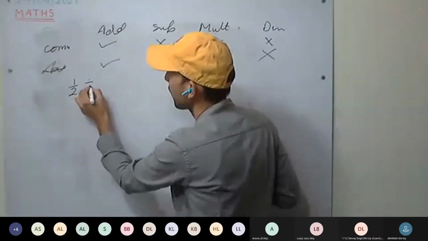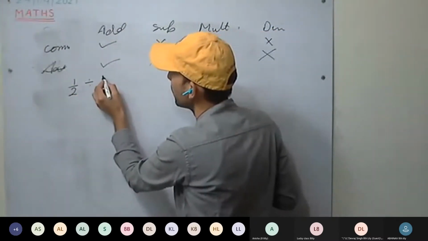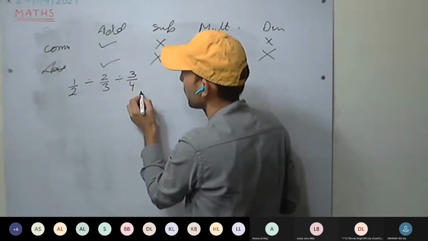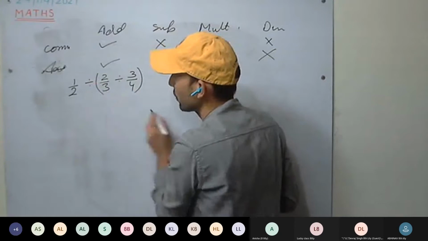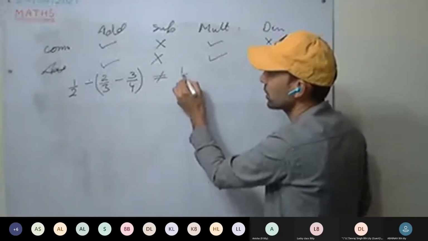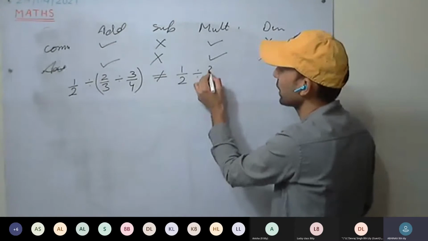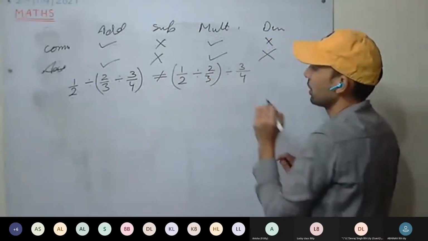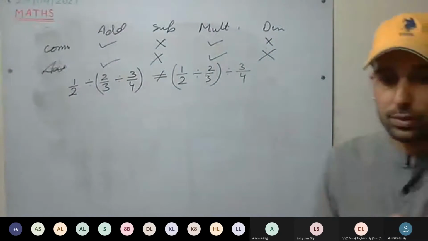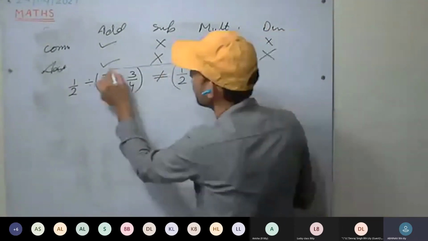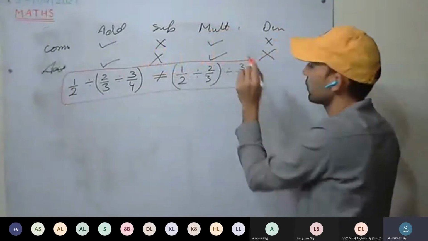(1/2 ÷ 2/3) ÷ 3/4 and 1/2 ÷ (2/3 ÷ 3/4). This association we are forming. Equal to, or not equal to, this we have to prove.